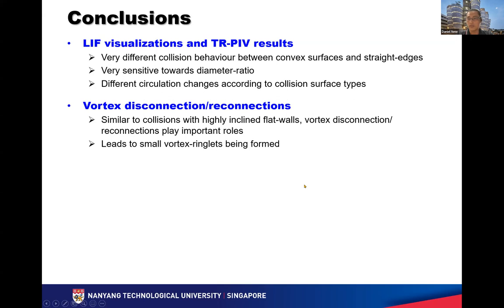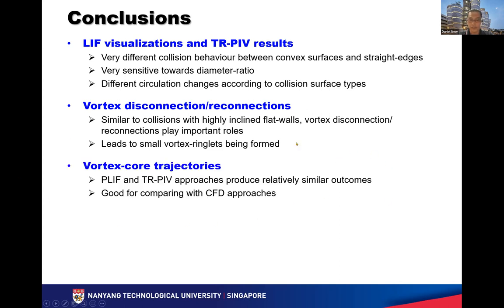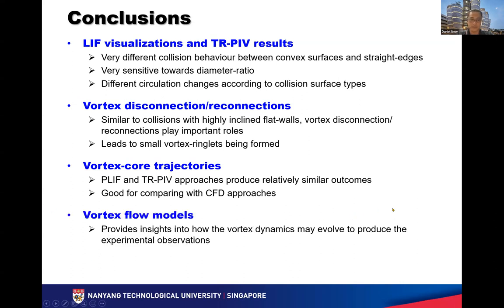Okay, we found that vortex disconnection and reconnection processes play a very important role when it comes to vortex ring collisions on round cylinders, and it leads to small vortex ringlets being formed. And simulation has shown that these vortex ringlets are actually elliptical in nature and undergo axis switching. And again, I did not show it here, but we also managed to map out the vortex core trajectories from the visualization images as well as the time-resolved PIV results. These vortex core trajectories could be useful for comparison with numerical approaches.